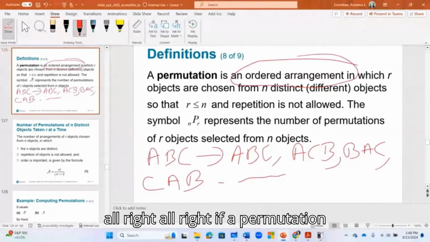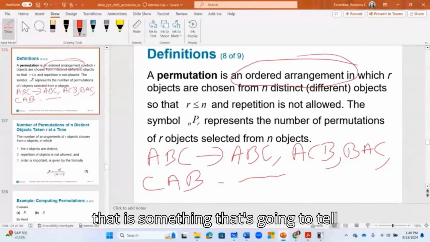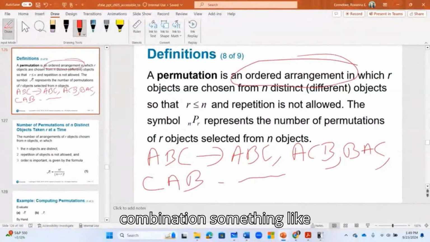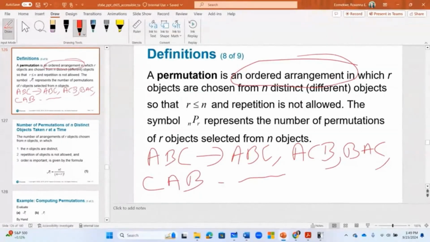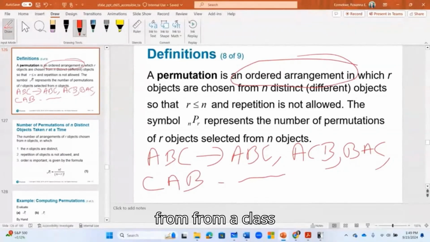All right. If a question is a permutation question, that is something that's going to tell you that order matters. If it is not permutation, if it's combination, something like human beings. Suppose I'm selecting a committee of 5 from a class of 30.